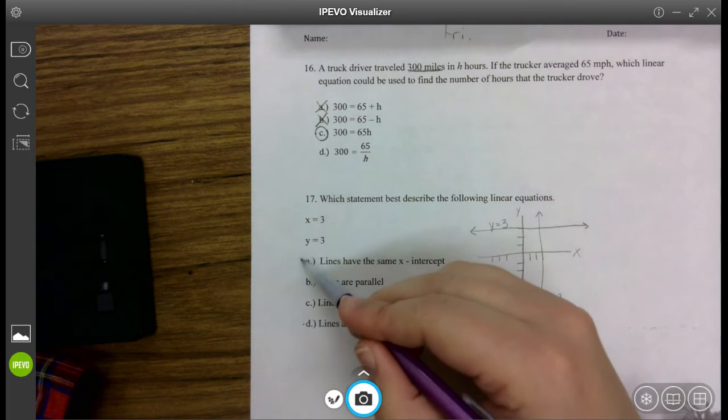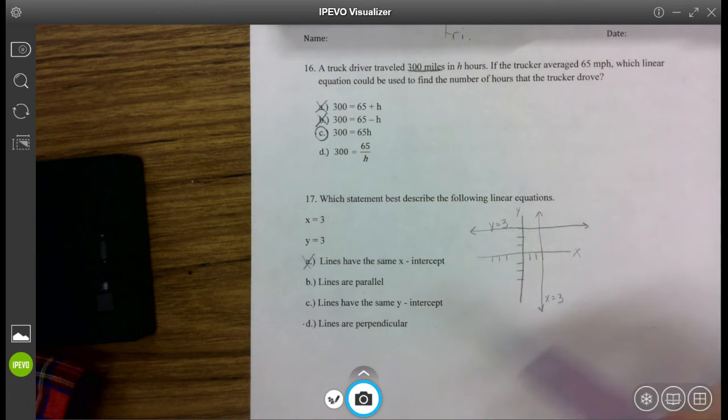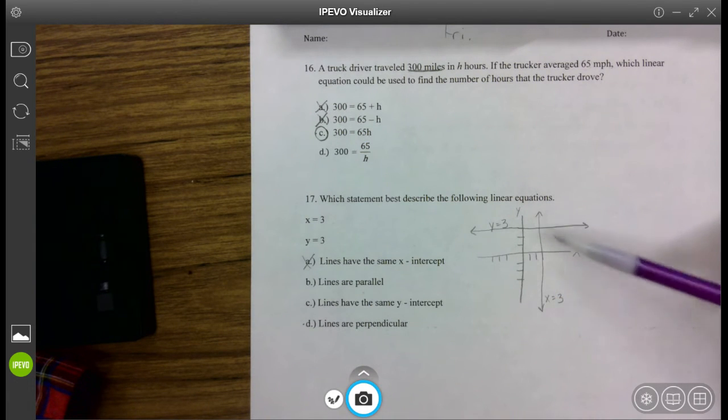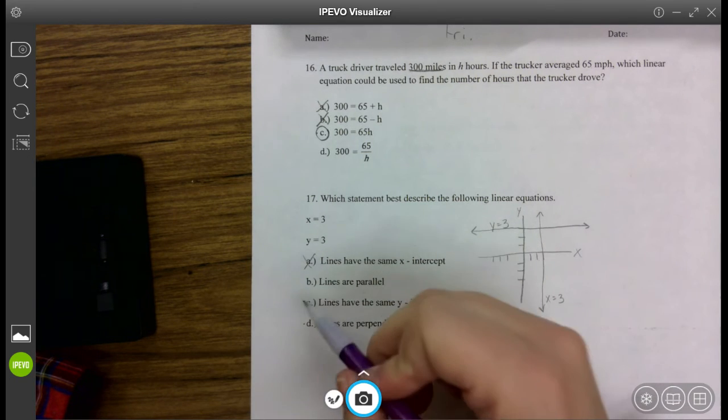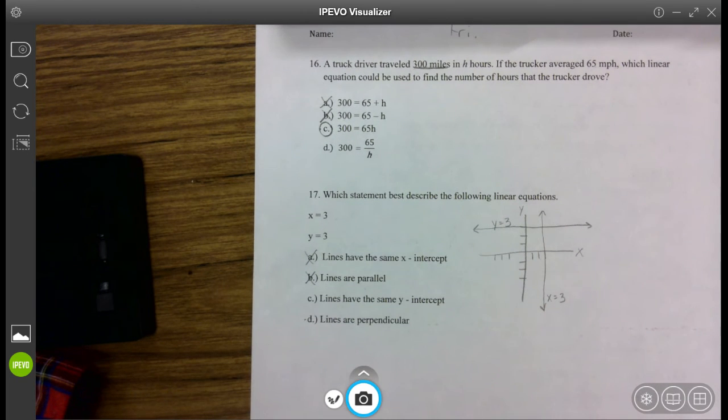No, not quite. And now it says lines are parallel. Do we think that these two lines are parallel? No, they should look like something else. It says lines have the same y-intercept. Not quite, because this y value will be able to change on here, but it can't change on there.